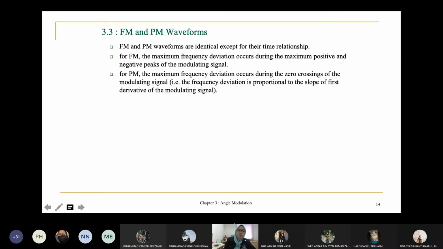Okay, so this one is already stated here. For frequency modulation, the maximum frequency deviation occurs during maximum positive and negative peaks of the modulating signal. But for phase modulation, the maximum frequency deviation occurs during zero crossing of the modulating signal.